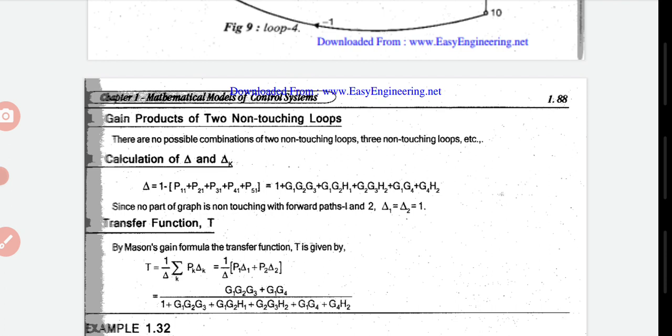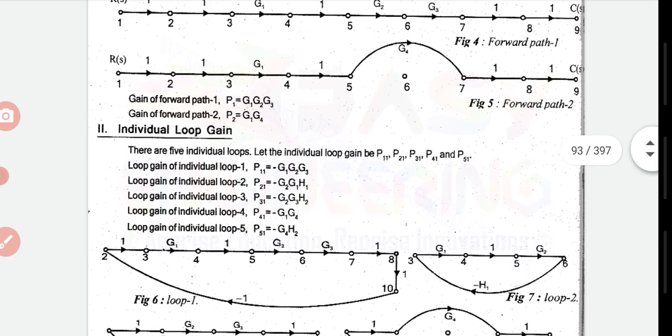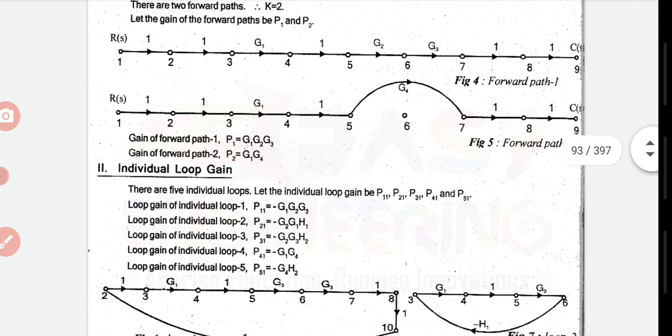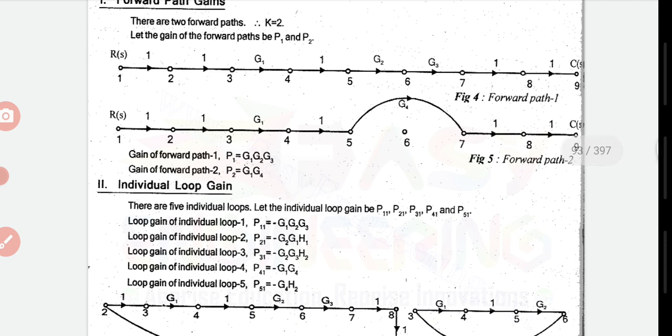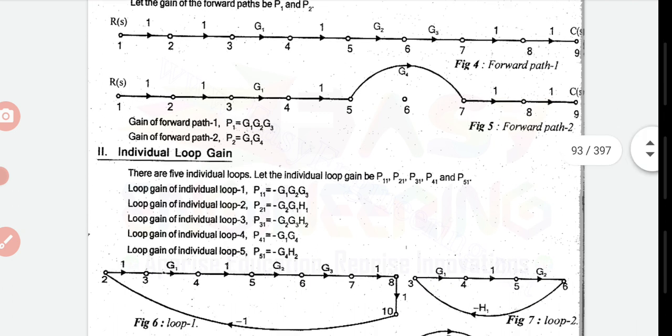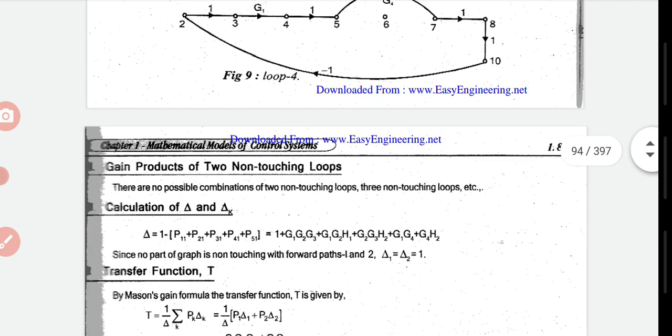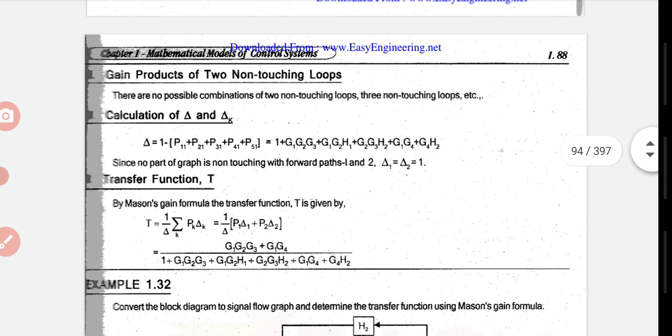Now you should calculate delta 1 and delta 2. Delta 1: is there any loop that is not touching with the first forward path? No, all loops are touching with the first forward path. So the delta 1 value is 1. Similarly, what is delta 2? Here also all the loops are touching with the forward path too. So delta 2 is also 1. Now we have calculated the delta value and delta k values.